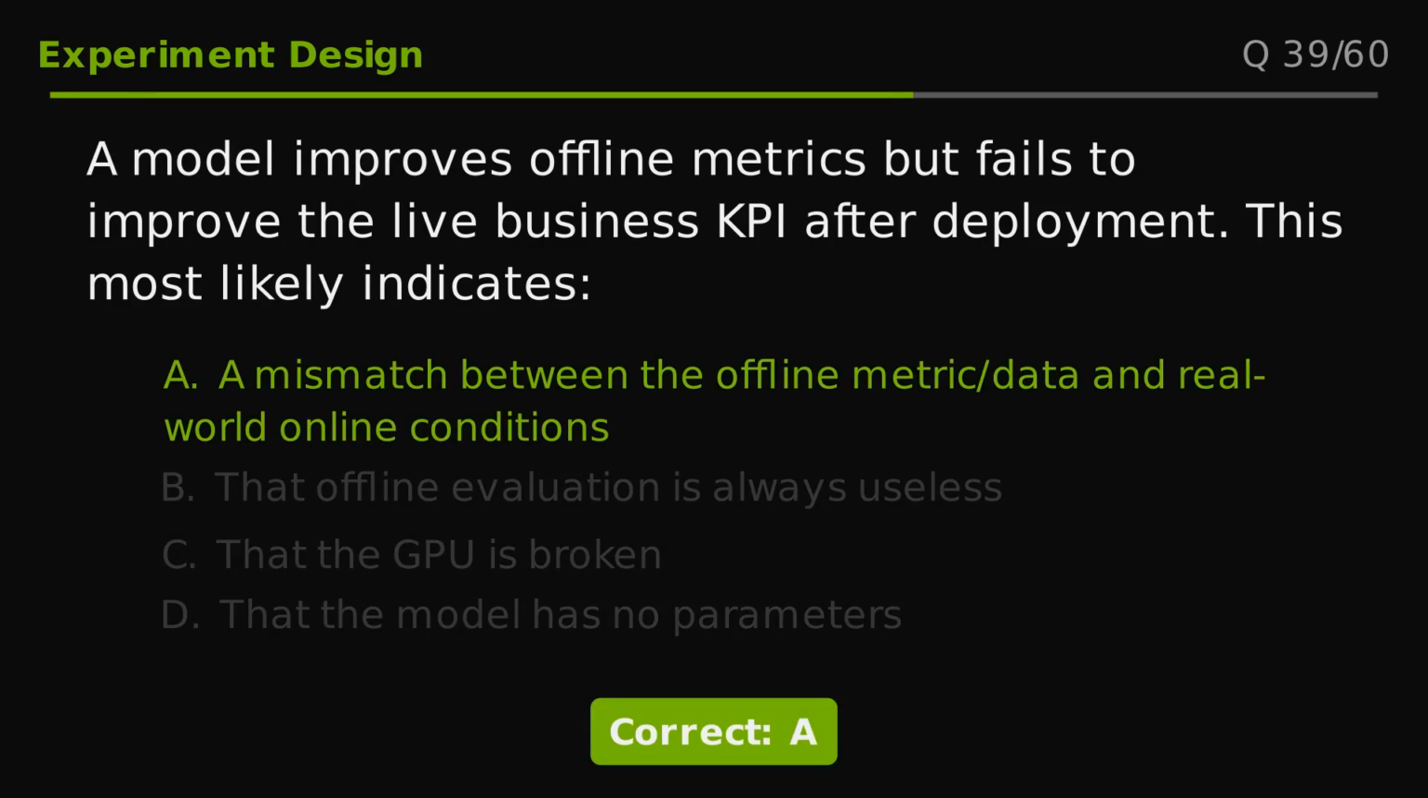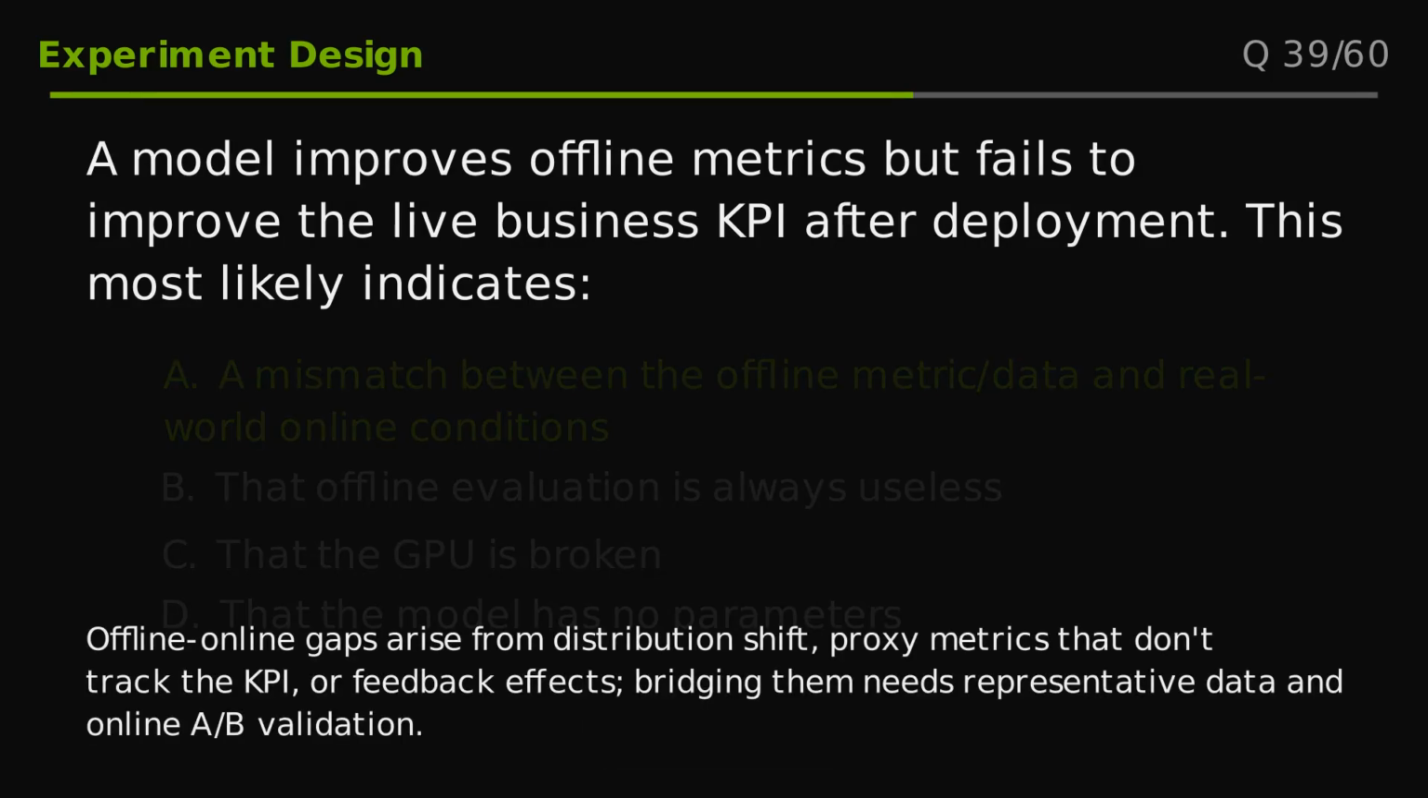The correct answer is A. Offline-online gaps arise from distribution shift, proxy metrics that don't track the KPI, or feedback effects. Bridging them needs representative data and online validation.